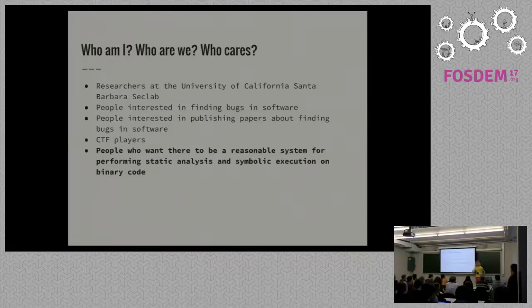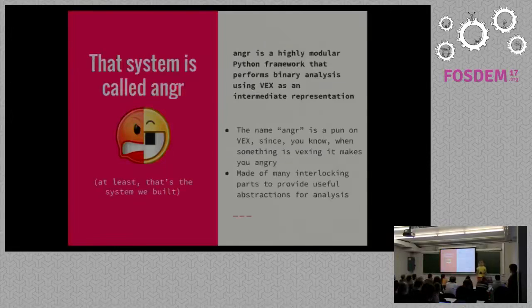some way to perform binary analysis tasks in useful, modularizable, abstracted ways. And to that end, we have developed a system called angr. And angr is, the tagline is, a highly modular Python framework that performs binary analysis using VEX as an intermediate representation. In fact, the name angr is a pun on VEX, because when something is vexing, it makes you angry.